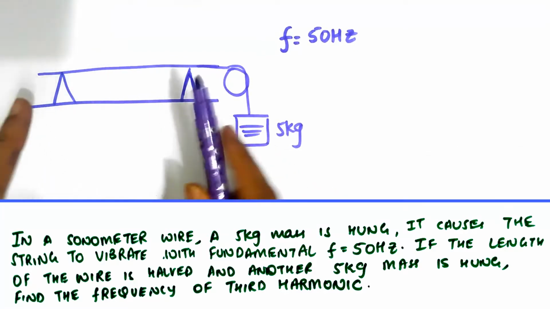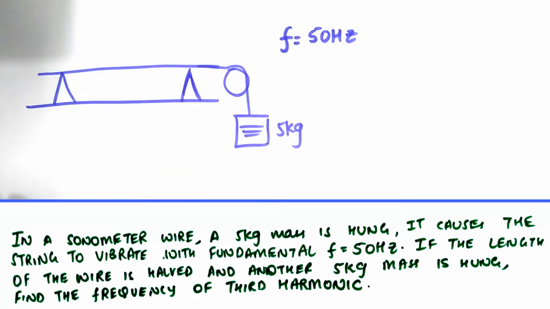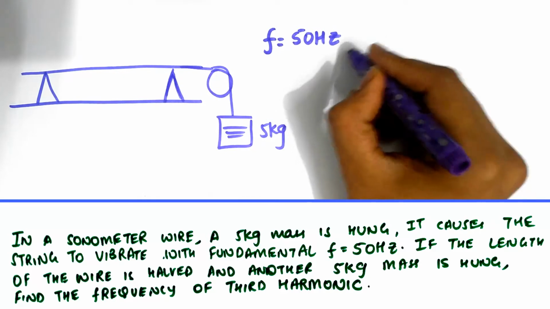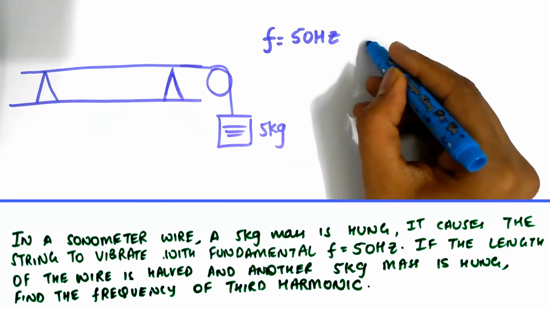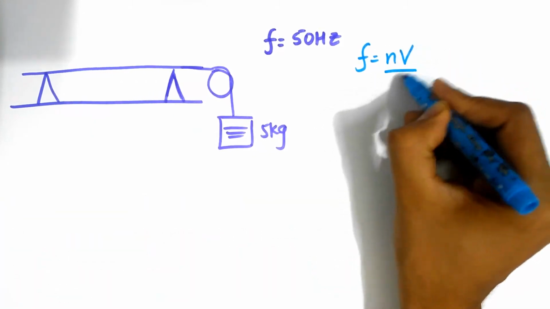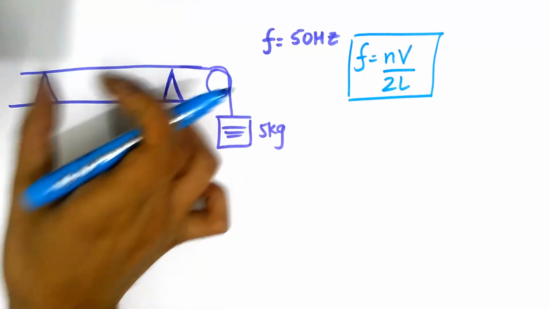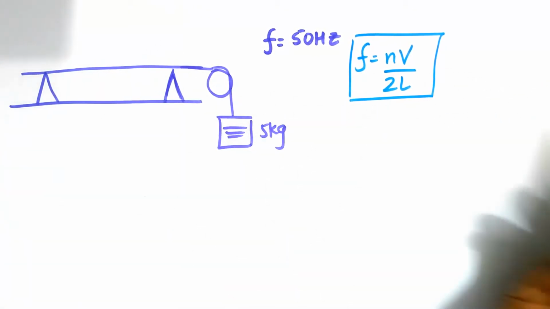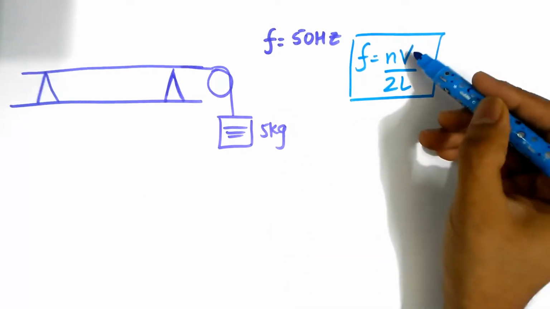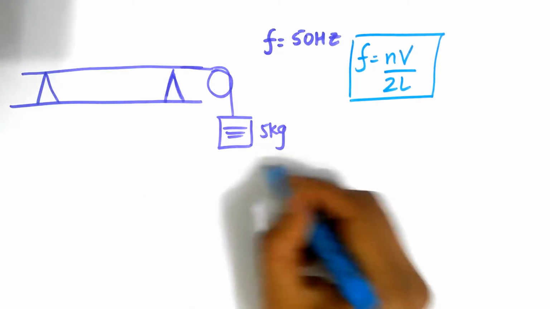Okay, now let's think about this. What happens when you decrease the length of it? Well, when you decrease the length, our fundamental frequency is going to change, because we saw the formula, right? The formula was f equals nv by 2L. So notice that the fundamental frequency purely depends upon the length. So the length changes. But what is also important is they have changed the mass. How does that affect? Well, that affects the velocity of the wave.